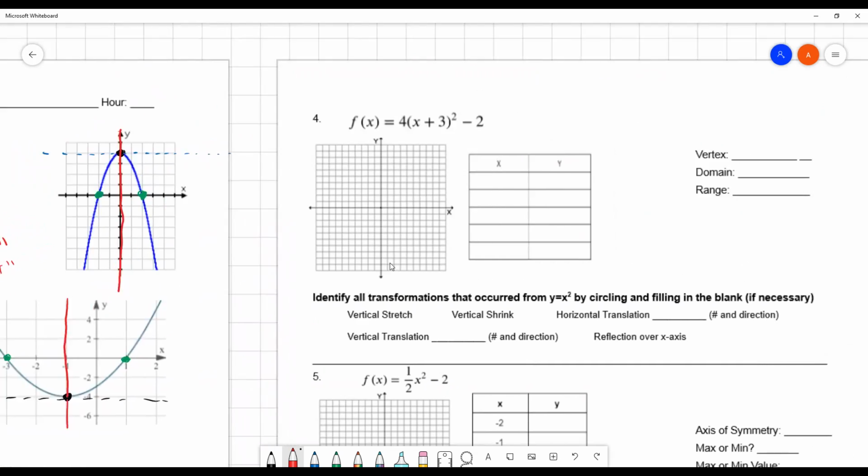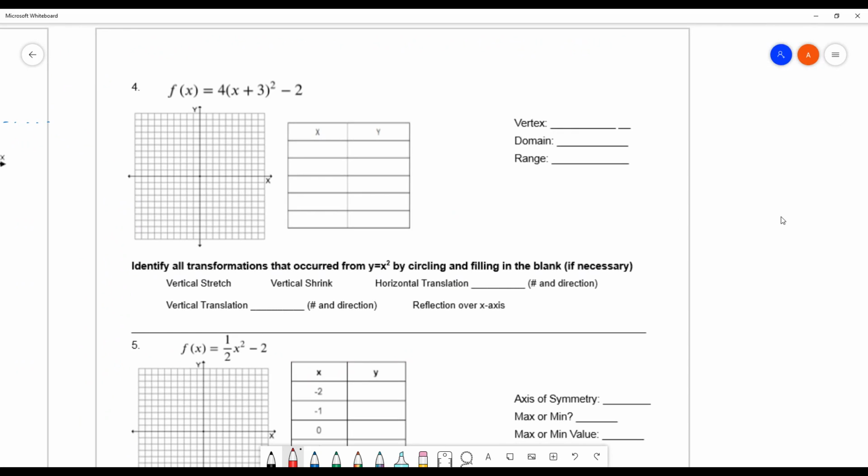All right, let's take a look at question number 4. Number 4 is a little bit easier in the fact that this question is in vertex form. So if I look at my equation, notice it's in parentheses. That's a good indicator that it's in vertex form. Recall that vertex form is a times x minus h squared plus k, which I can see the pattern between those two already.